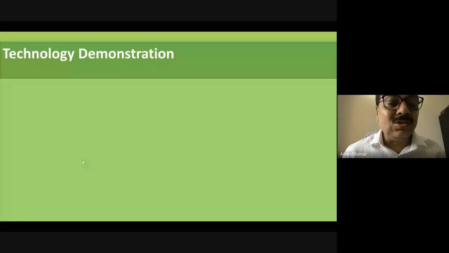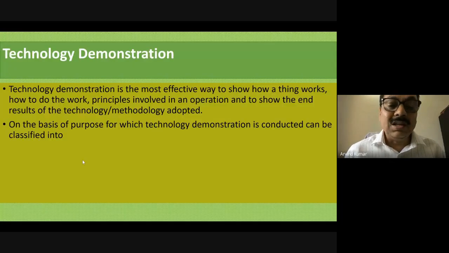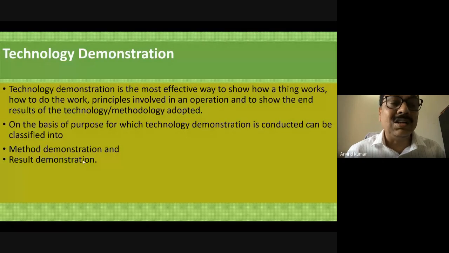So demonstration, you know, we are going to, time is very less. There are two types of demonstration: method demonstration and result demonstration. In method demonstration, we demonstrate how to carry out a new technique or old technique in a better way. In result demonstration, we compare the results of a particular technology, whether various methods of sowing or varieties. Comparison is essential here. So in result demonstration, we show the potential productivity of the particular technology or practice.